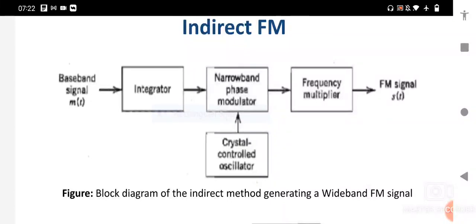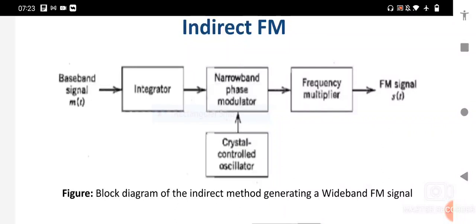For a sinusoidal modulating wave, that is the baseband signal m of t, what is m of t? We can represent m of t as Am cos 2 pi fm t. This m of t value we substitute into the phase modulator output, that is the S1 of t signal. The resultant signal is S1 of t equal to A1 cos 2 pi f1 t plus 2 pi kf integral 0 to t Am cos 2 pi fm t dt.